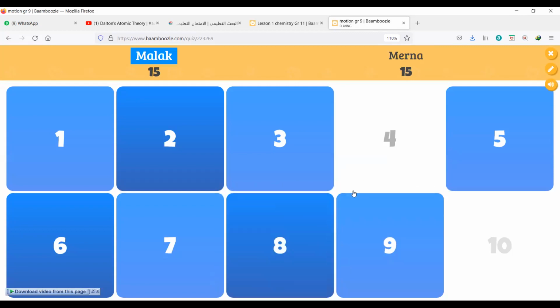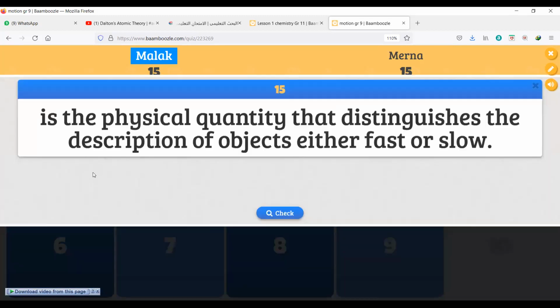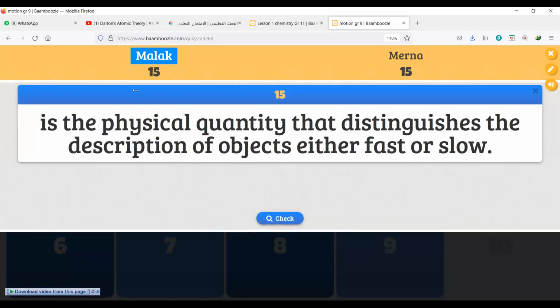Okay, Malak. I will choose number 1. Physical quantity that distinguishes the description of objects as either fast or slow. Speed. Very good.